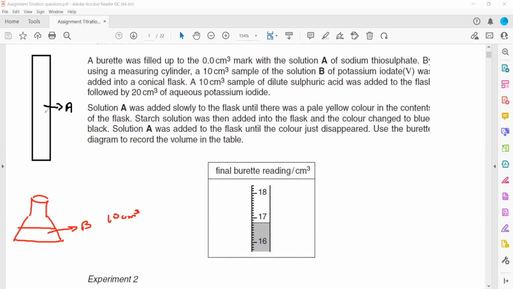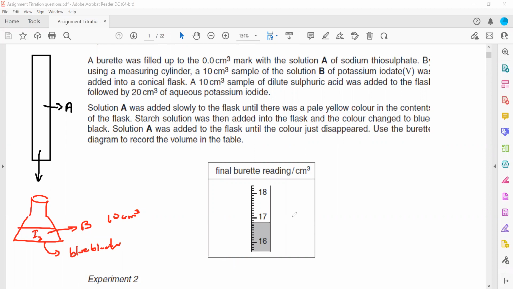The student adds starch solution here because when we add potassium iodide, it will form iodine molecules, and in the presence of starch, iodine will give a blue-black color. But when we add sodium thiosulfate from the burette, what will happen? The iodine concentration will start to decrease and the solution will get paler until there is no more iodine, so the solution color will disappear.